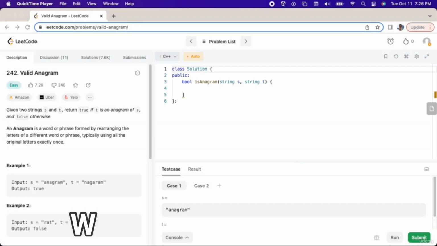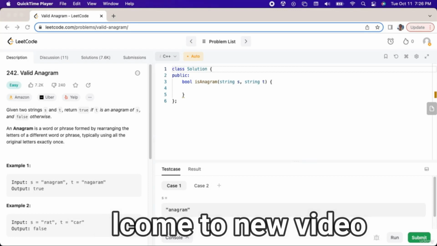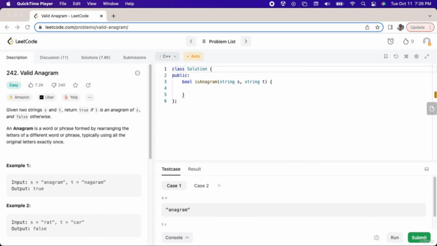In this video, we will go over the valid anagram question and algorithm. The problem tells us, given two strings, s and t, return true if t is an anagram of s and false otherwise. We are also given the definition of an anagram, which is a word or phrase formed by rearranging the letters of a different word or phrase, typically using all of the original letters exactly once.